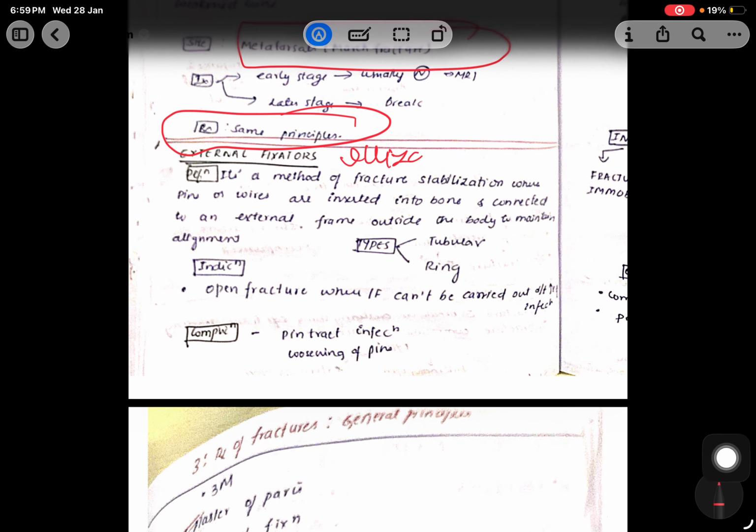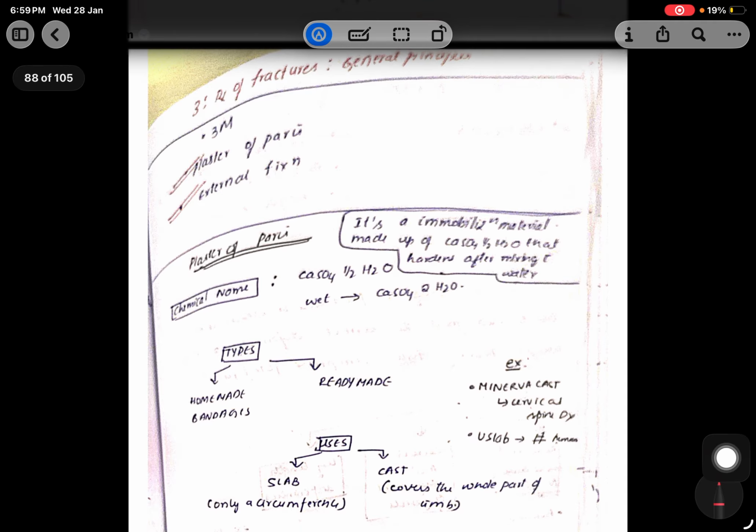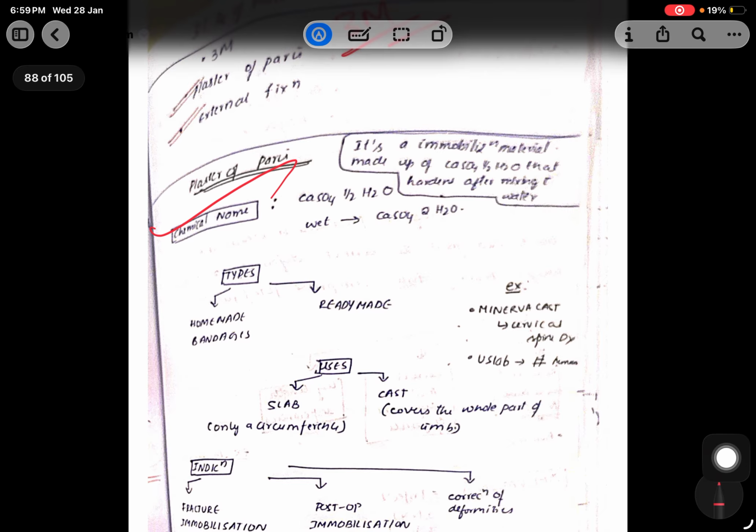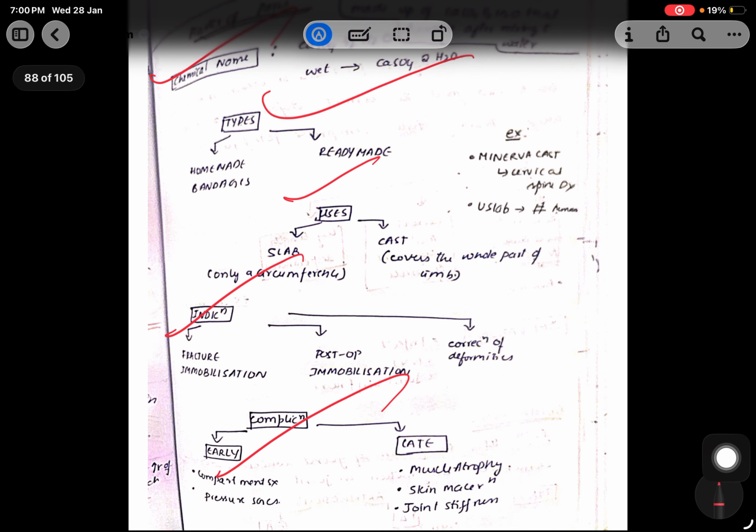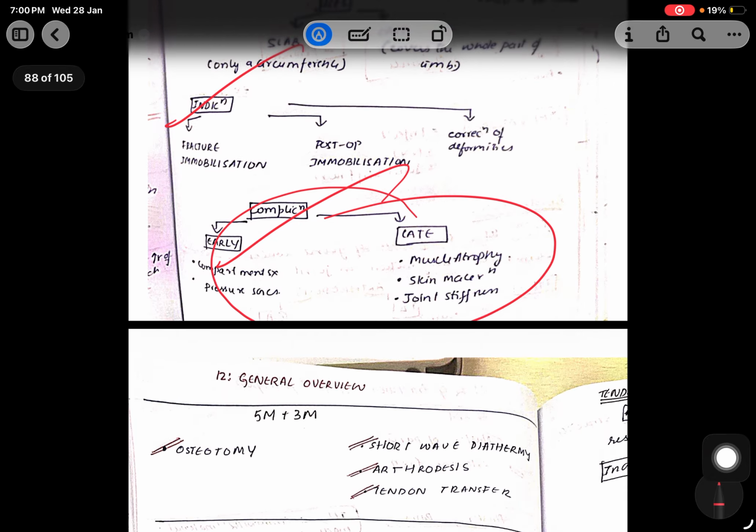Ilizarov fixator. This is like a 3 marker question. Okay. Actually no, then 3 marker itself, plaster of Paris or external fixation. So write about the chemical name, then types, then uses, then indication and complication. Okay. These 3 things. So talk on these 3 things.